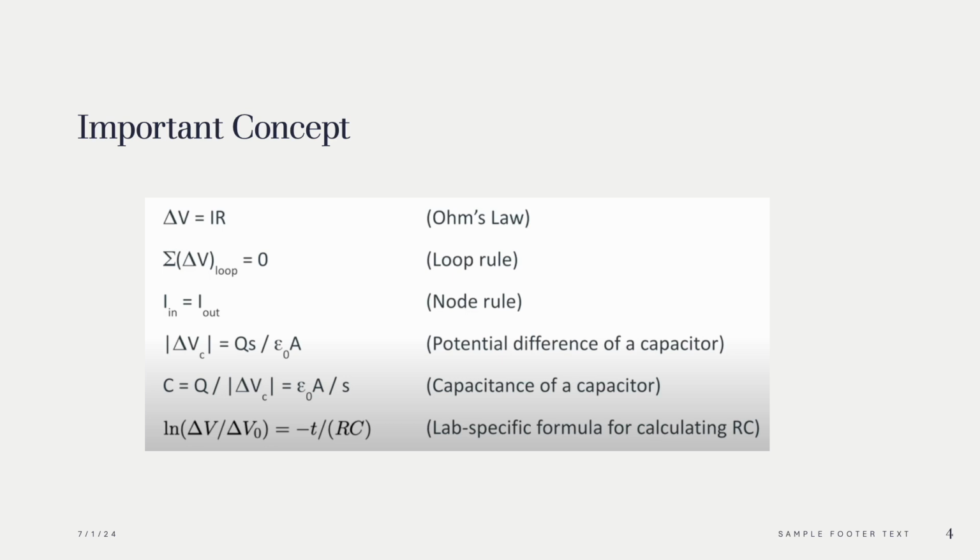The node rule states that the total current entering a junction must be equal to the total current leaving the junction. The potential difference helps relate the differences across the capacitor to the charge stored on it, the area of the plates, and the permittivity of the free space. The capacitance formula also helps relate physical characteristics of the capacitor. And finally, calculating RC is crucial for further predicting circuit behavior.